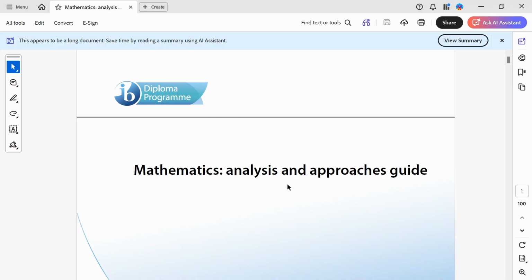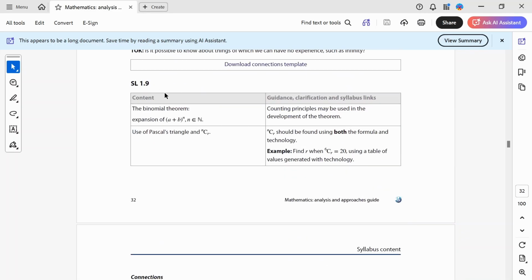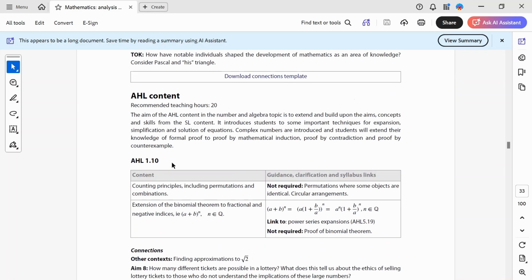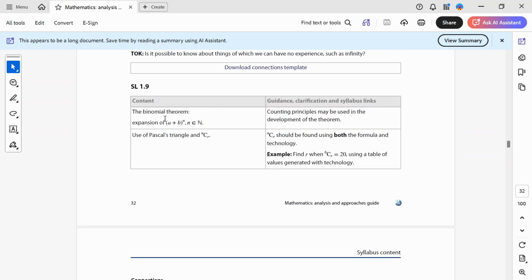Today's video, we will be talking about the binomial theorem. Now, if you open the IB Math AA guide and scroll all the way to page 32, you will see that the binomial theorem is covered under SL 1.9 as well as under AHL 1.10, the HL extension of the theorem. Now, to be able to get into the binomial theorem, you have to know how to use the Pascal triangle and the nCr notation.